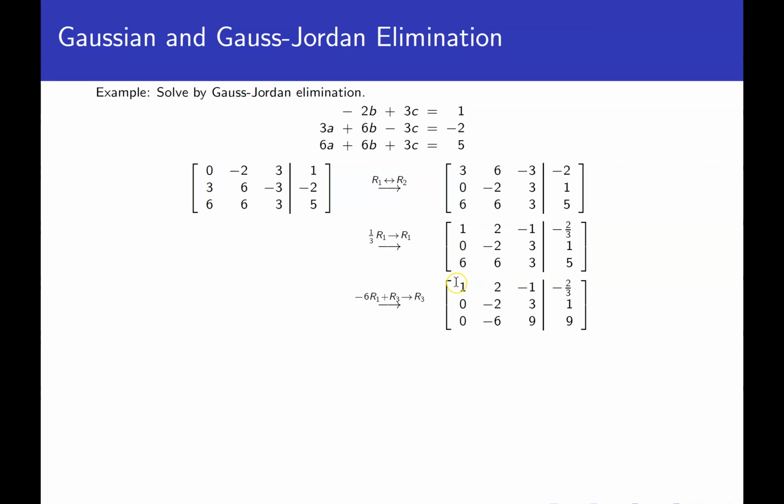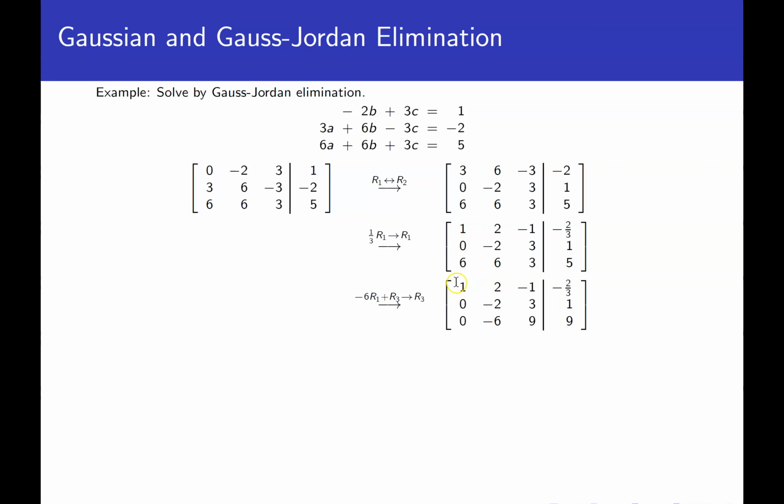Now we need a leading one in row 2. So I need to get this -2 to be a 1. So we'll just multiply by -1/2 in row 2 and replace row 2. Now here's where Gaussian and Gauss Jordan elimination differ, but they're really the same process. It's just a matter of doing a little bit more work.